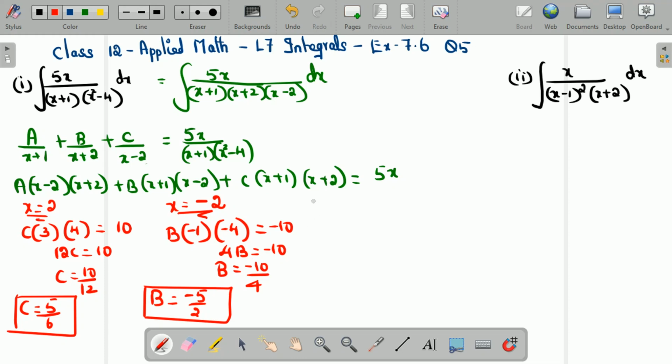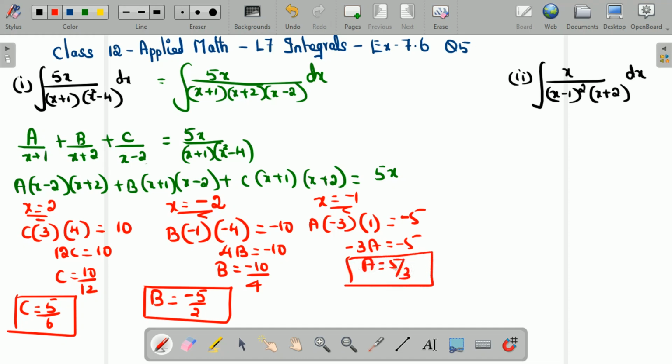Now let's put x equal to minus 1. In this case, B and C will vanish. So A into (-1 - 2) is -3, into (-1 + 2) is 1, is equal to -5. So -3A is equal to -5, so A is equal to 5 by 3. Now that we got the values of A, B and C, let's substitute it here.